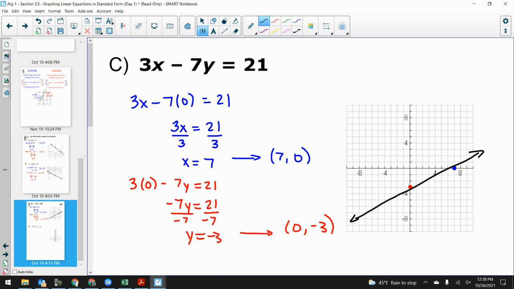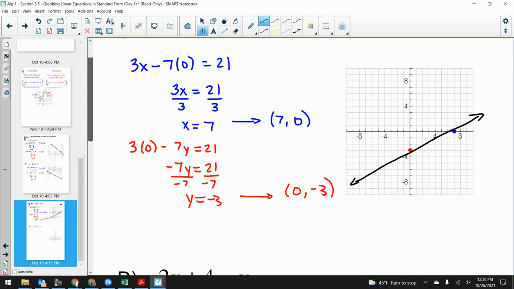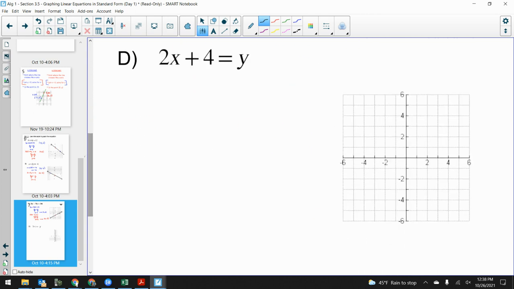Now, parts A, B, and C were all in standard form, where I had x, then y, then the number. Is B the same way? No. Okay, so you really have two options. You could put it into standard form, or you could just work with it as it is. Let's just work with it as it is. Does the process change? Nope.